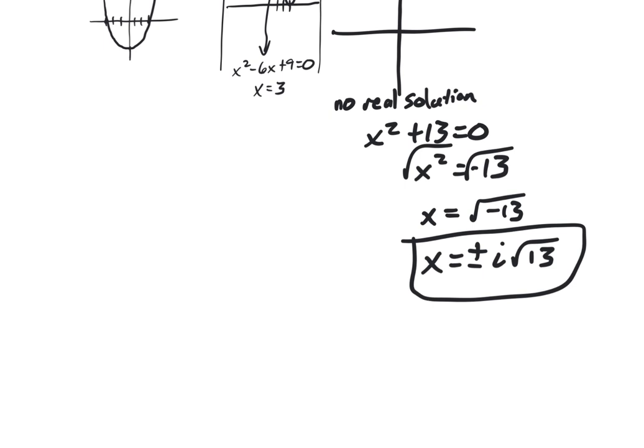Whenever you have an imaginary solution, and we'll talk about this more in depth later in the chapter, they always come in pairs. You're never going to have just one imaginary solution. If you have an imaginary solution, it always comes with another one. And so that's why we put the plus or minus on it. You'll always have two.